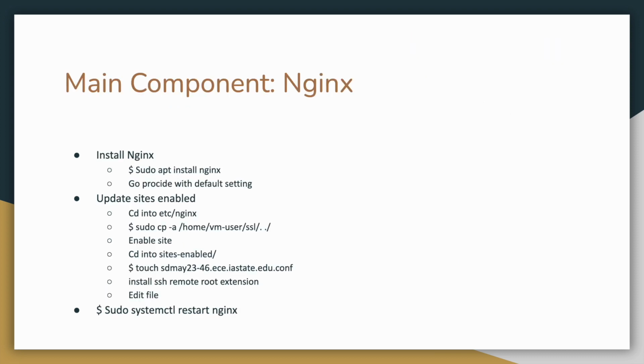And the main component for NGINX will be installing it. Here's the command to install it. We're going to go with the default settings, and then we're going to update the sites-enabled folder. Here are the steps to do that. And then we are going to make a new file, call it whatever, but it has to end with the .conf extension. And then we are going to restart NGINX.